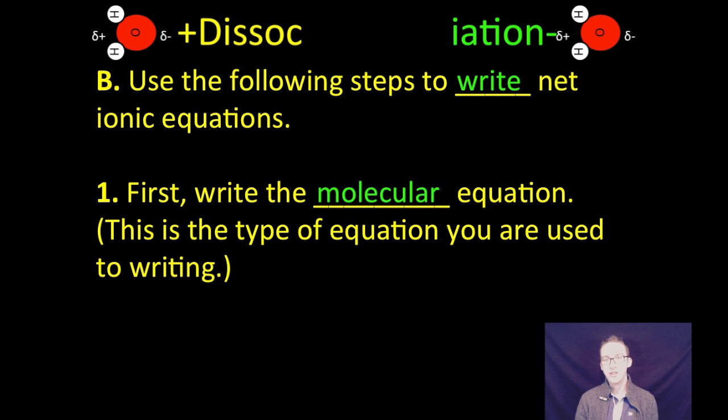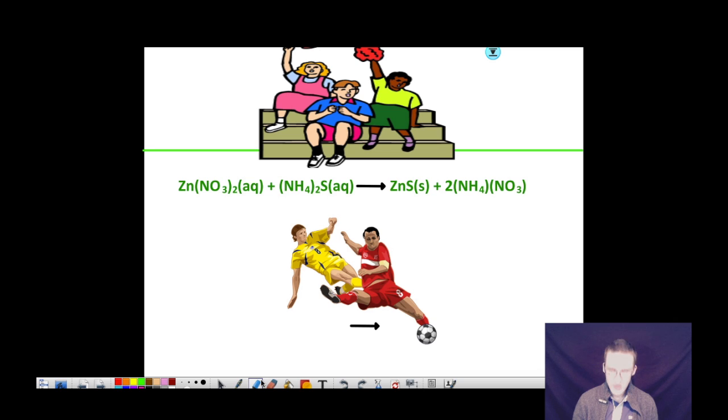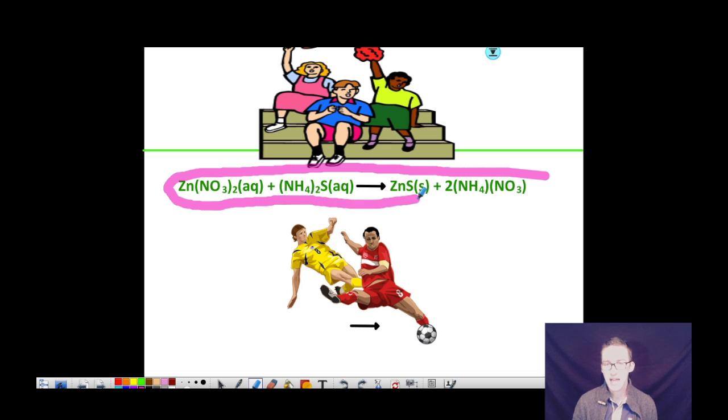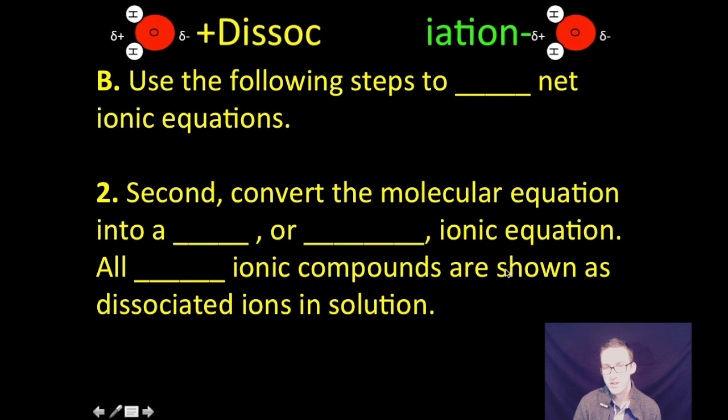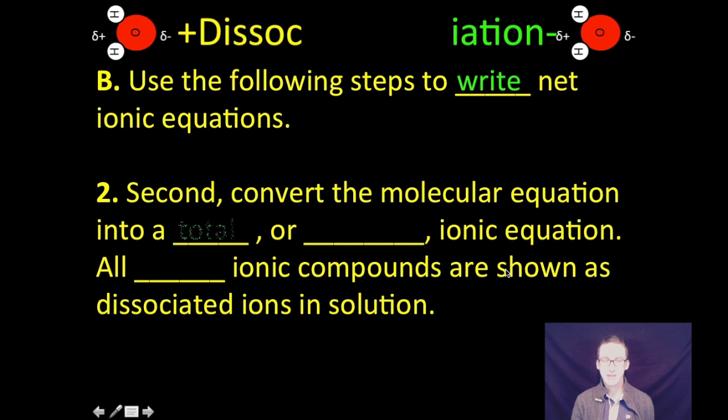This is the type of equation that you are used to writing out. So your molecular equation might be something like what you see on the screen in front of you here. We've got zinc nitrate reacting with ammonium sulfide to form zinc sulfide and ammonium nitrate. There shouldn't be anything that's too unfamiliar with that. Everything is written together using the nomenclature that we're used to. That is step one.